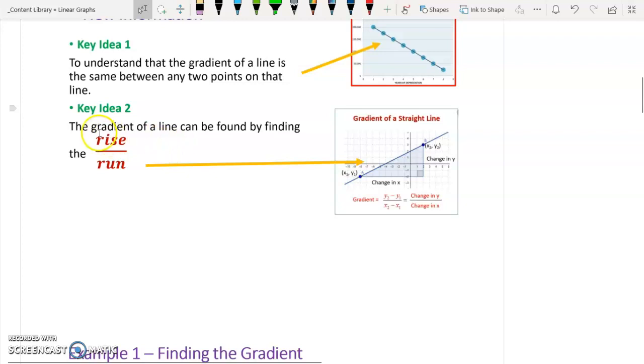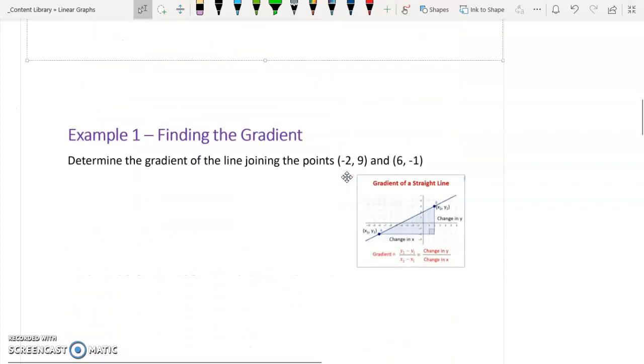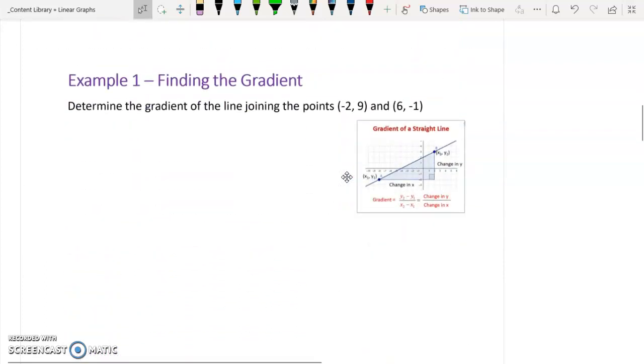Our second thing that we need to do is that we can find the gradient of a line by finding the rise over run. What we mean by that is the rise is the change in y, which can be done by finding the difference in the y values, so y2 minus y1, over the run, which is the change in the x values, which is x2 minus x1. So let's just get into it.